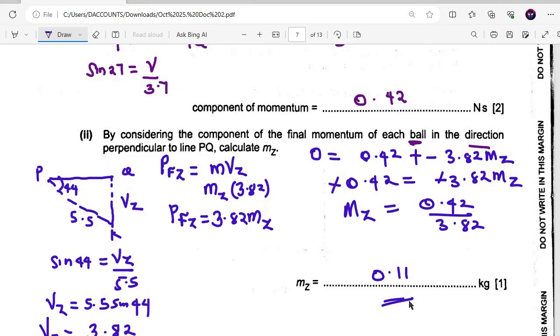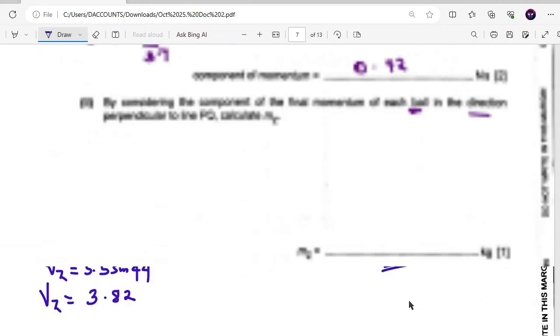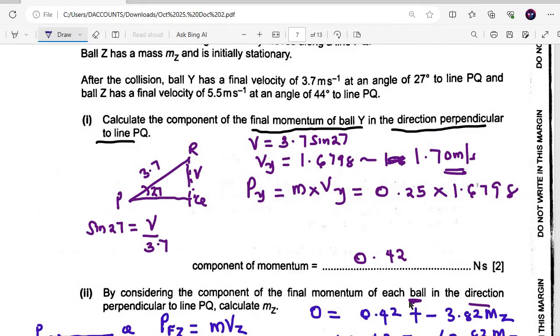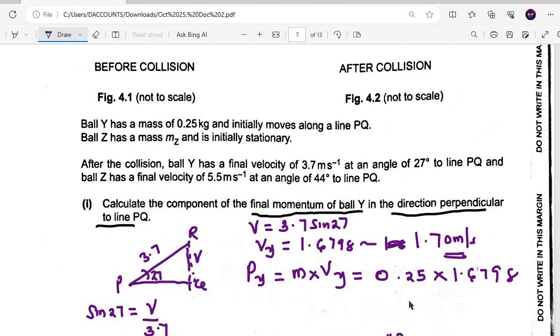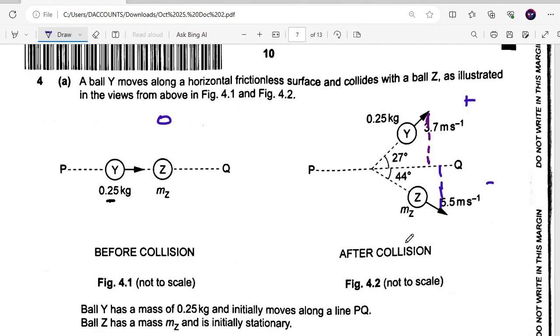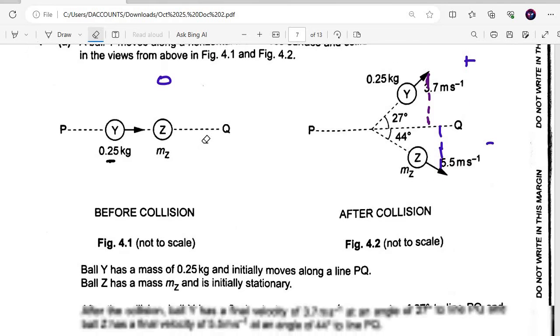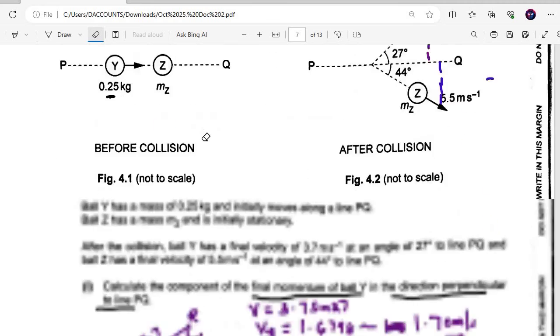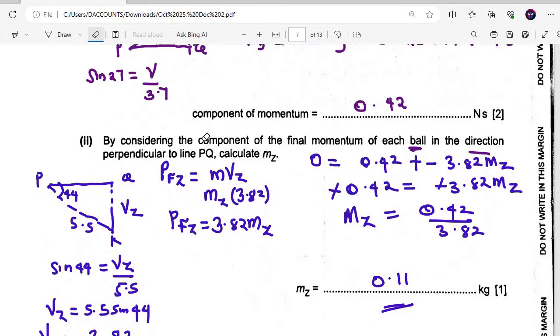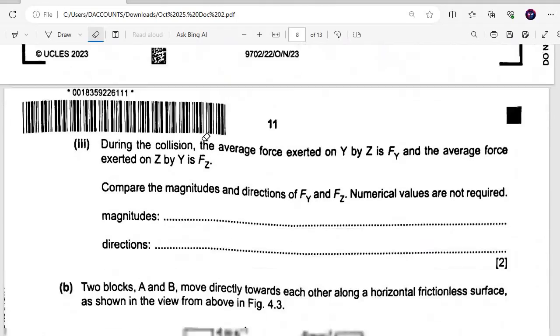Okay, that's it. Let me be sure we did the right thing. So the component of y is 3.7, the angle 27. Okay, the angle 3.27. So then this, and the mass 0.25. Okay, I think we are good to go.